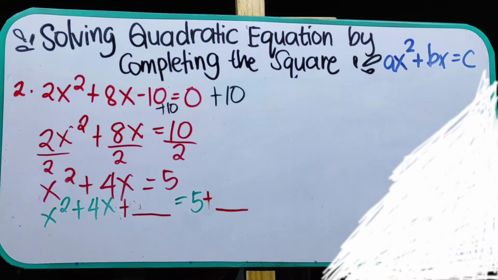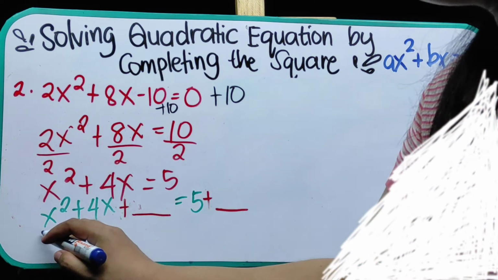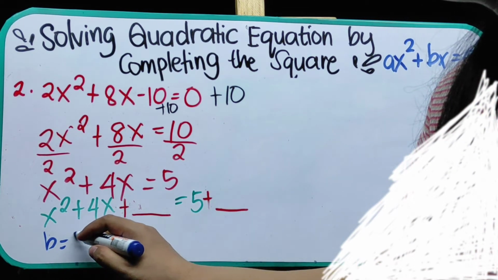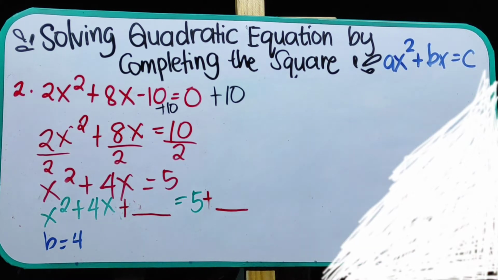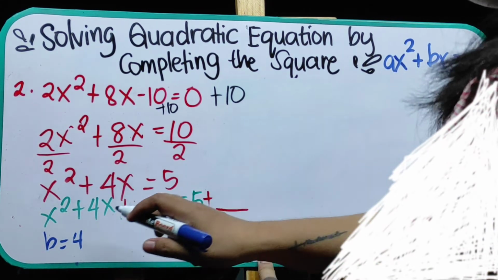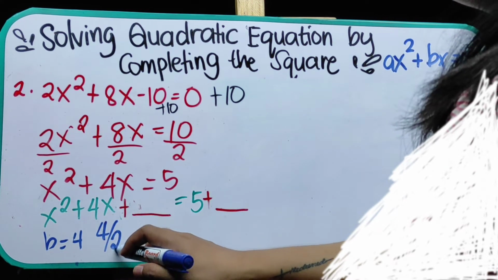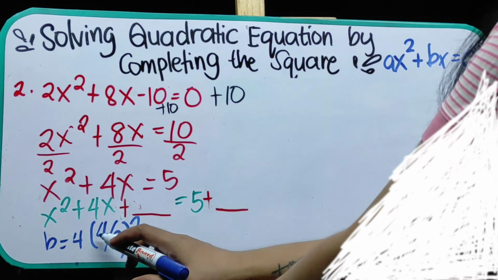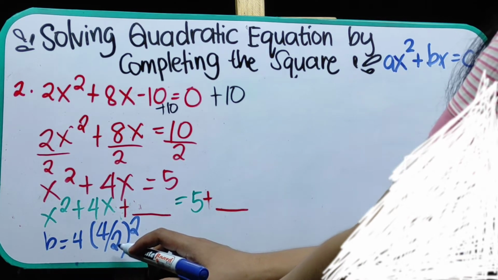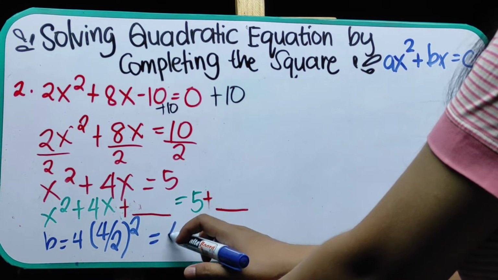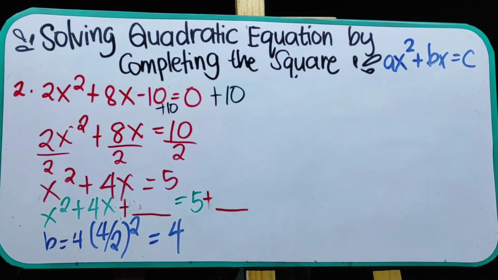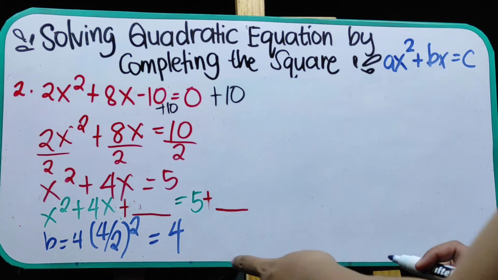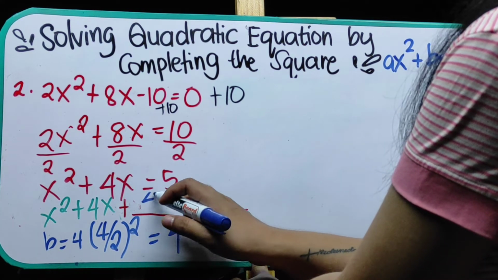Ngayon, next step natin, same lang dun sa kanina. Identify the value of B. Here, B is equal to 4. Kukunin natin ang kalahati ni 4. 4 divide by 2. And then, kung ano yung quotient, i-squared lang natin. So, 4 divide by 2 is 2. 2 squared is equal to 4. So, ito po si 4. Ayan po ang ilalagay natin dyan.